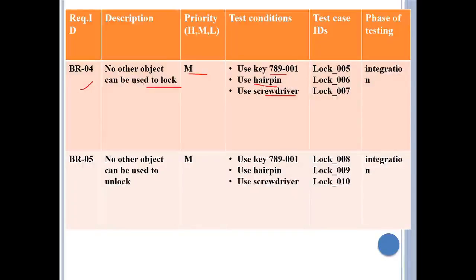Now, specifically for locking, if they try to use all these objects, it should not lock. The test case IDs given are 5, 6 and 7. And the phase of testing you are going to use is integration testing. Next requirement: no other object can be used to unlock, and this is medium priority, and the same objects are used for unlocking, then it should not unlock as well as lock. These are the test case IDs given, and this is the phase where it will be tested.